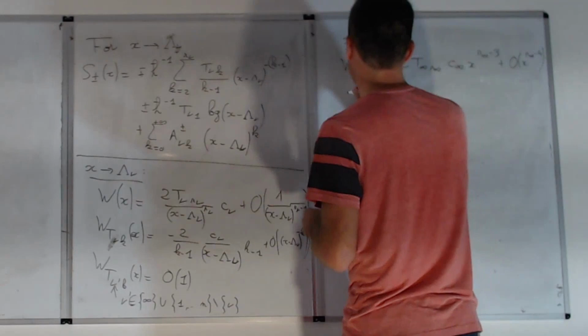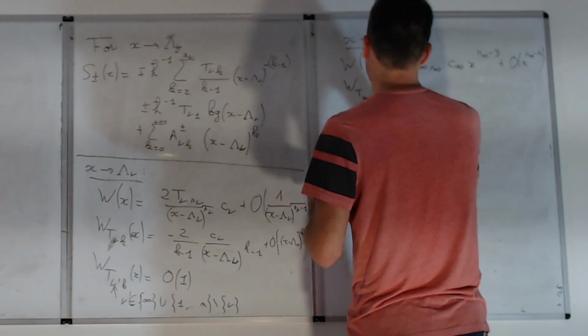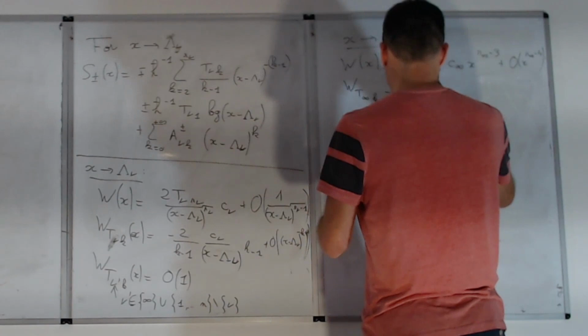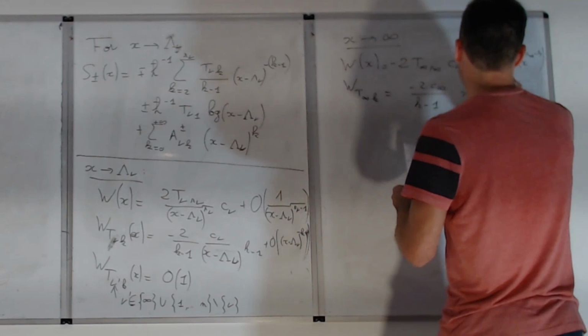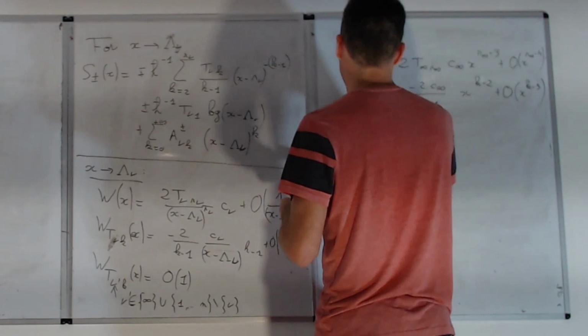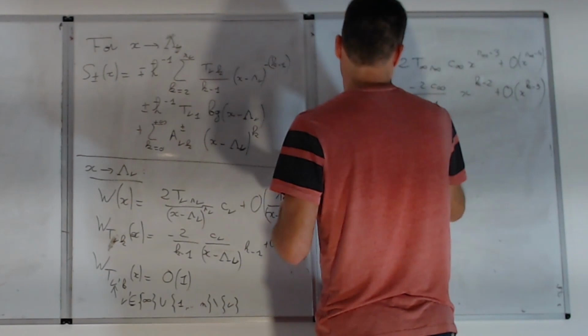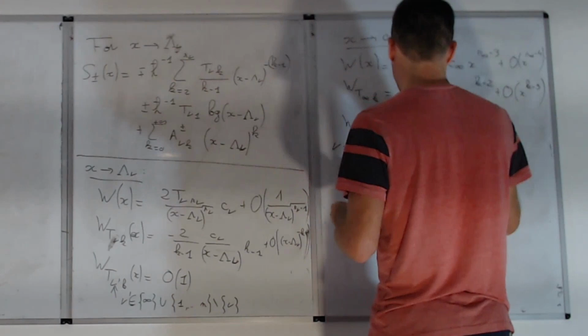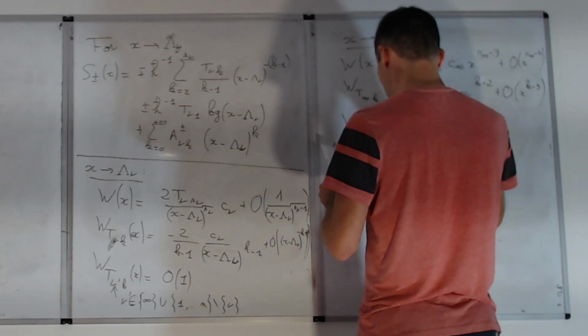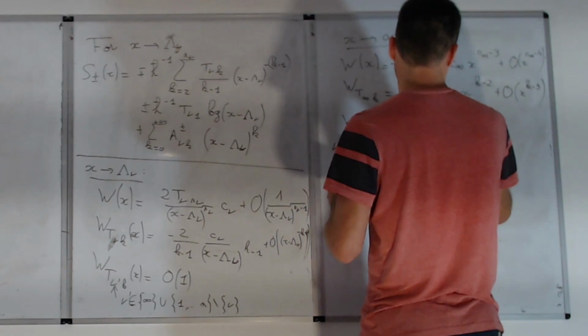So here, when you have infinity, you get something like K minus 1, x to the k minus 2. And if you have t nu k with nu not infinity, then you have something which is regular. Okay.